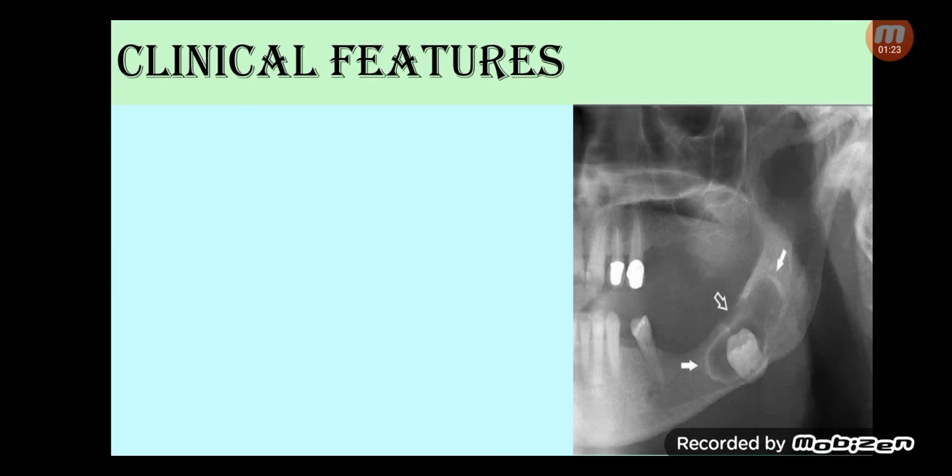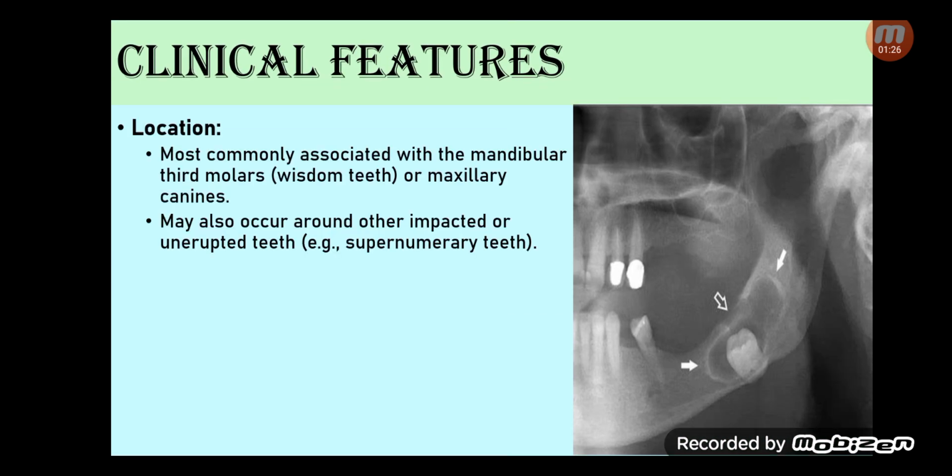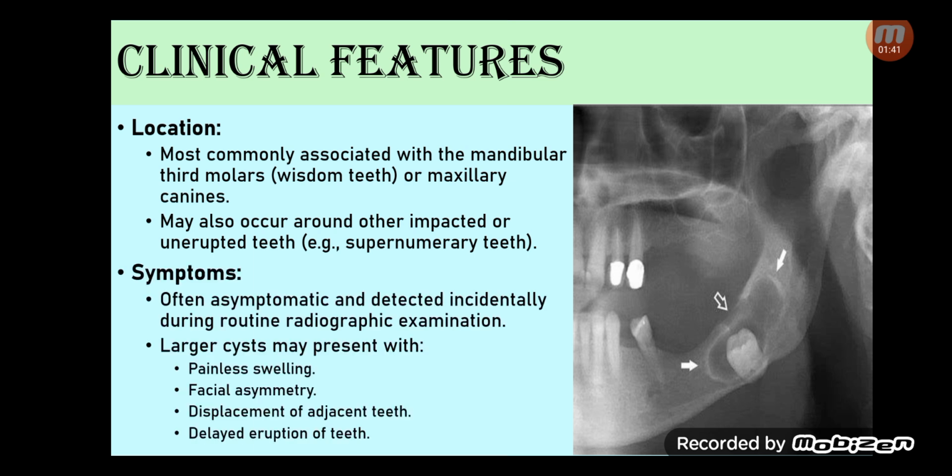Now we will talk about the clinical features of dentigerous cyst. Talking about the location of dentigerous cyst, it is most commonly associated with the mandibular third molar, that is the wisdom teeth, or maxillary canine. It may also occur around other impacted or unerupted teeth, that may be supernumerary teeth. The symptoms of dentigerous cyst include: it is often asymptomatic and detected incidentally during routine radiographic examination. Larger cysts, if present, may show painless swelling, facial asymmetry, displacement of adjacent teeth, and delayed eruption of teeth.